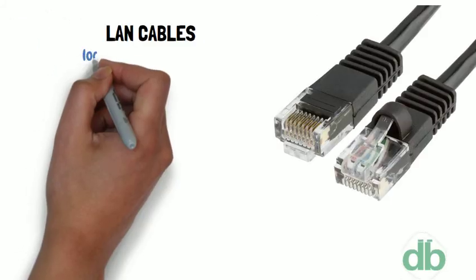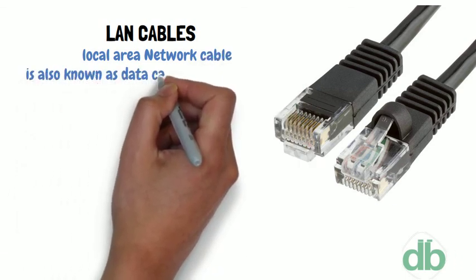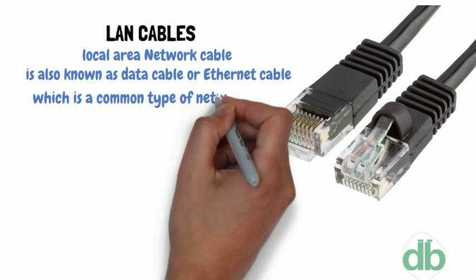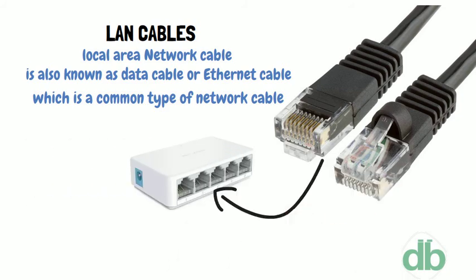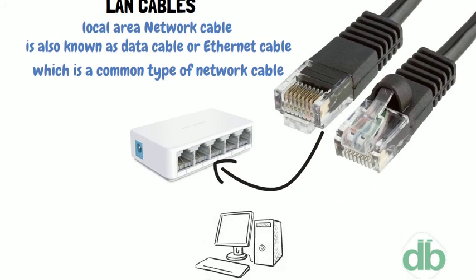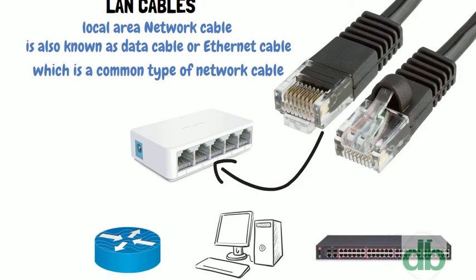LAN cables. A local area network cable is also known as data cable or Ethernet cable, which is a common type of network cable used with wired networks. Ethernet cables connect devices such as computers, routers, and switches within a local area network.